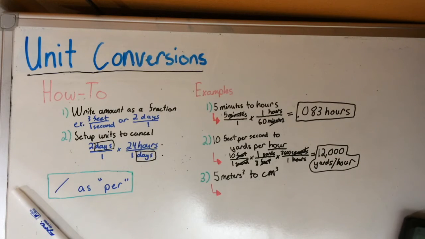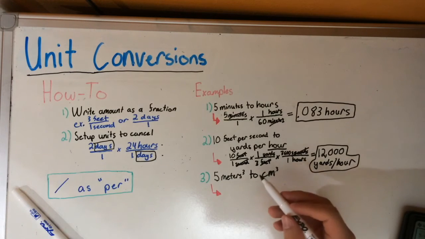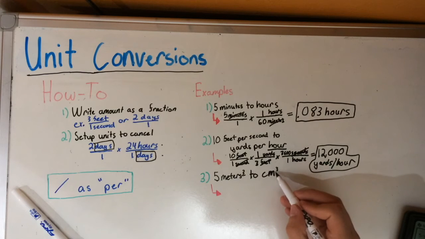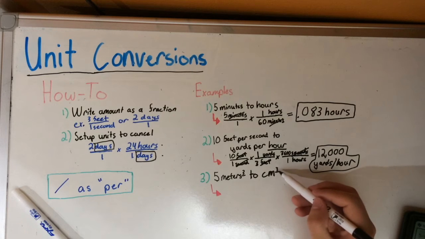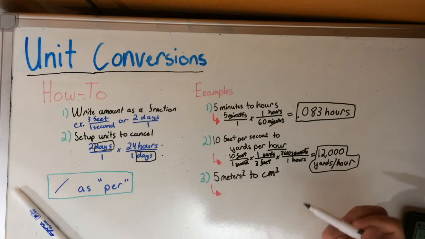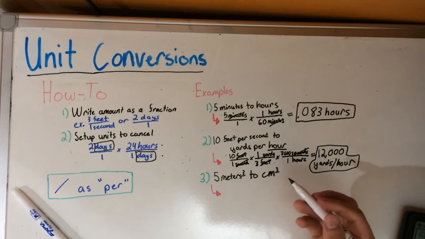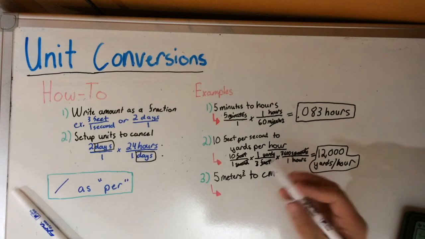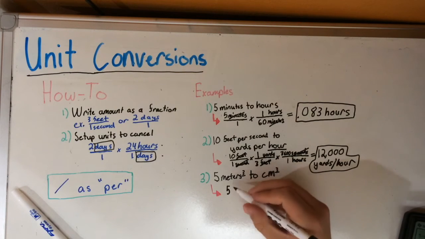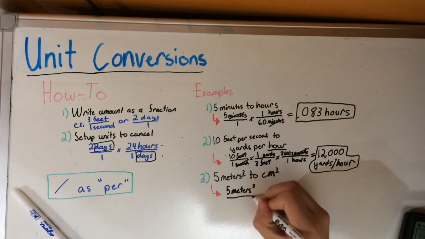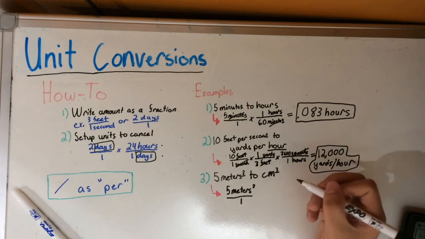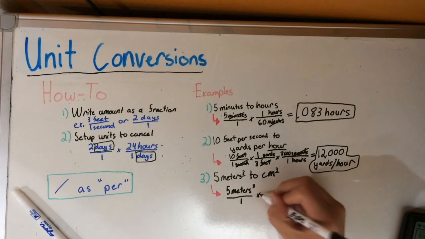So the next example is a little different from the others as well. I try to pick different examples to give you a better sense. So we're going to go from meters cubed to centimeters cubed. Now the difference between these is going to be our conversion factor since it's cubed and we're not dealing with singular units. So we're going to follow our step 1, write the amount as a fraction. Simple enough. So 5 meters cubed over 1.